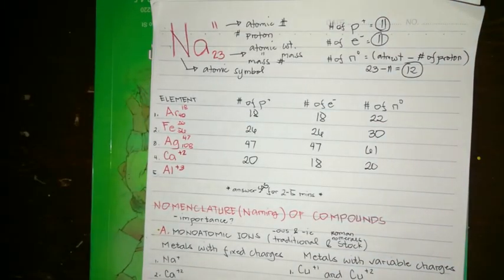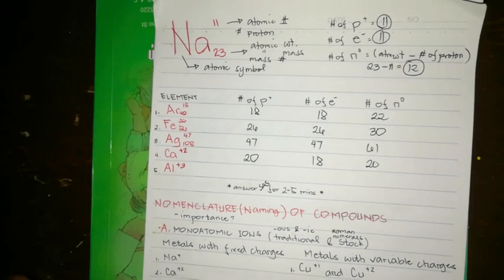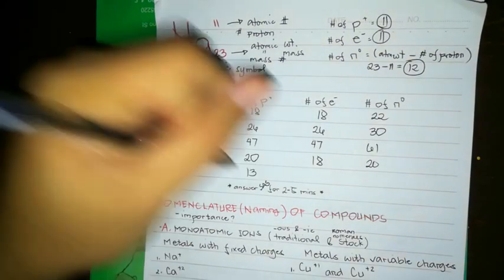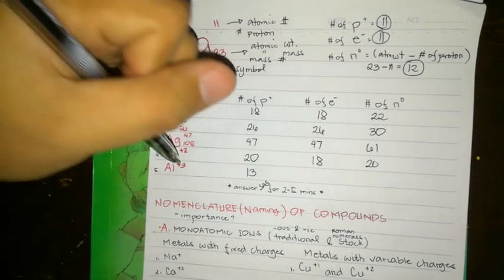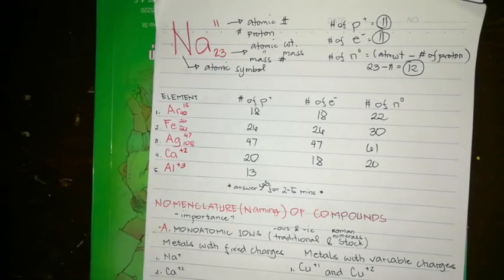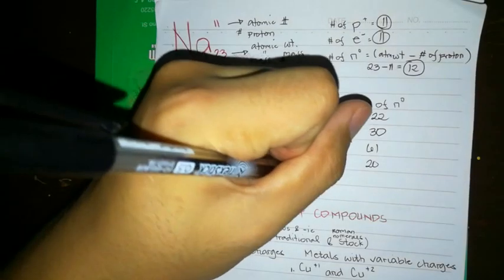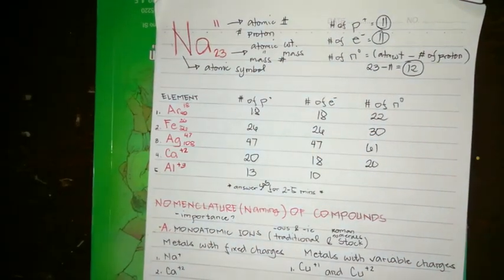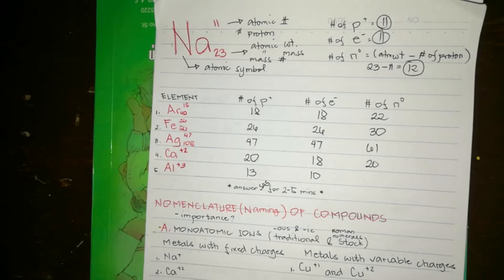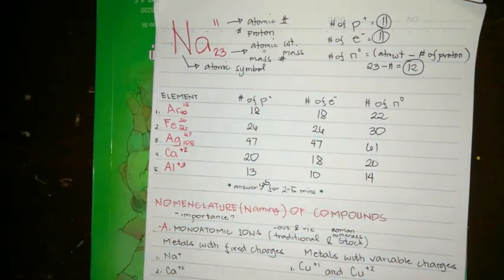Next, we have aluminum. Ang kanyang atomic number is 13. Kasi 13 ang protons niya. May charge tayo na positive 3. So, ibig sabihin, ang kanyang number of electrons ay kulang ng 3. So, it is 10. And, nasa periodic table ulit, makikita ninyo ang kanyang mass number ay 27. So, 27 minus 13 is 14. So, that is how you answer the number of subatomic particles an element has.